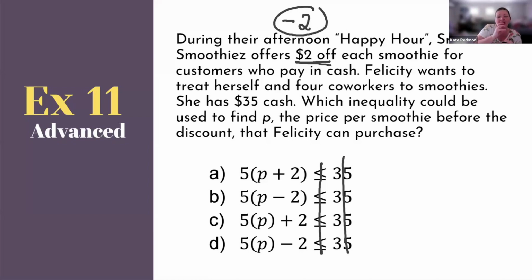So first of all, I say that we can rule out 2 of these, Annette. Because you told me if they're taking $2 off, they're going to do what with $2? Minus. Minus it. So I better take off the one where they added on my $2.